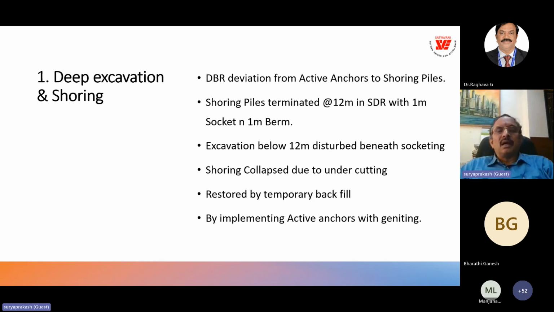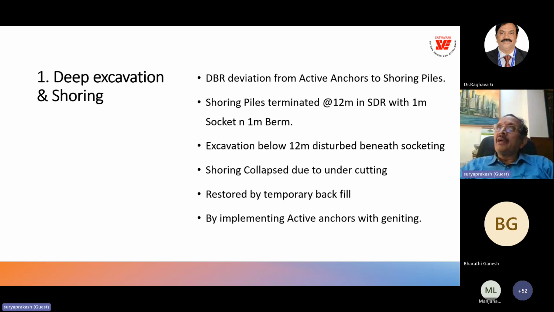condition after investigation has very highly varying soil strata, in which we found that there is a soft disintegrated rock below, which can be misconstrued when we do the shoring piles. It is very difficult to distinguish between soft disintegrated rock and hard rock. So we suggested not to go for shoring piles and go for active anchors.